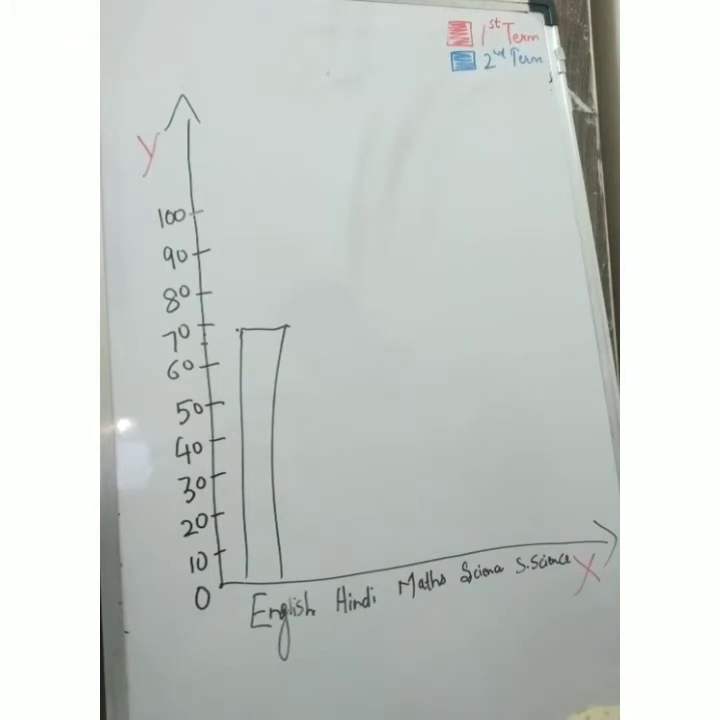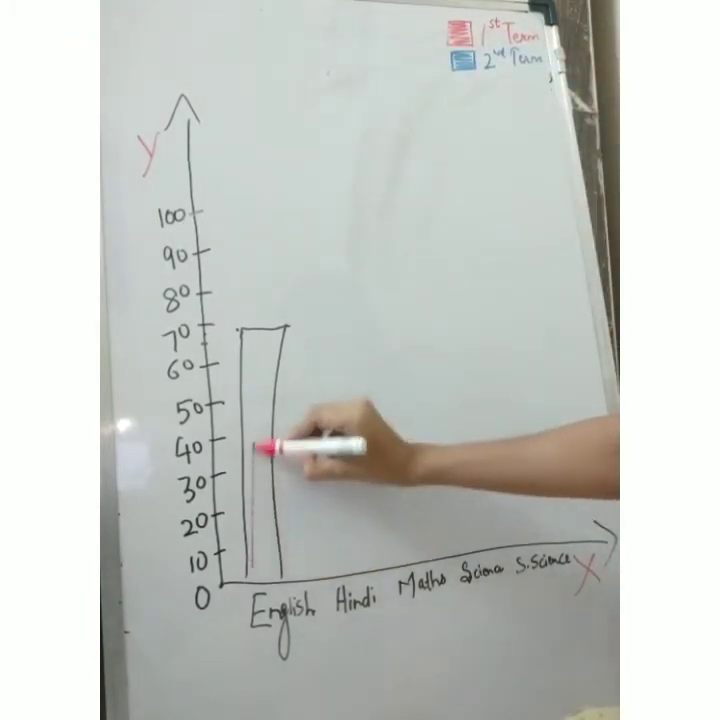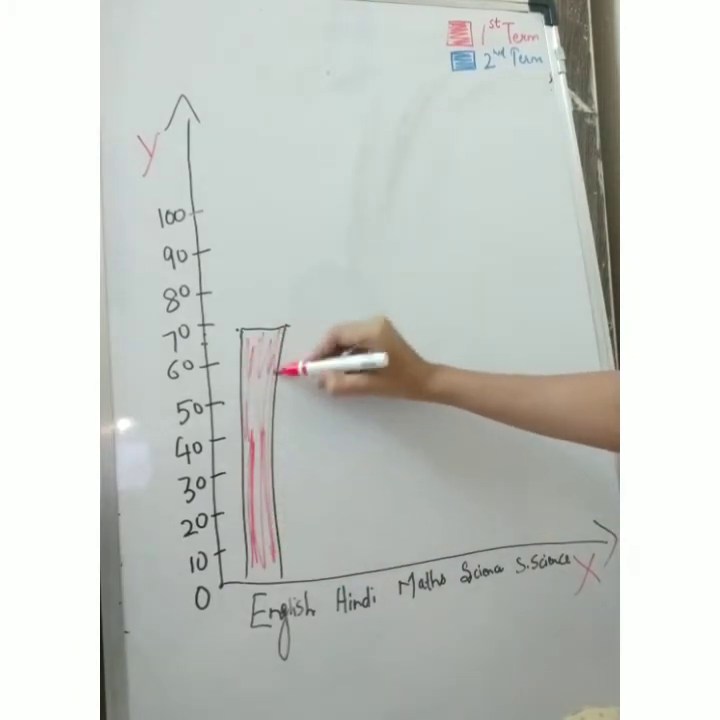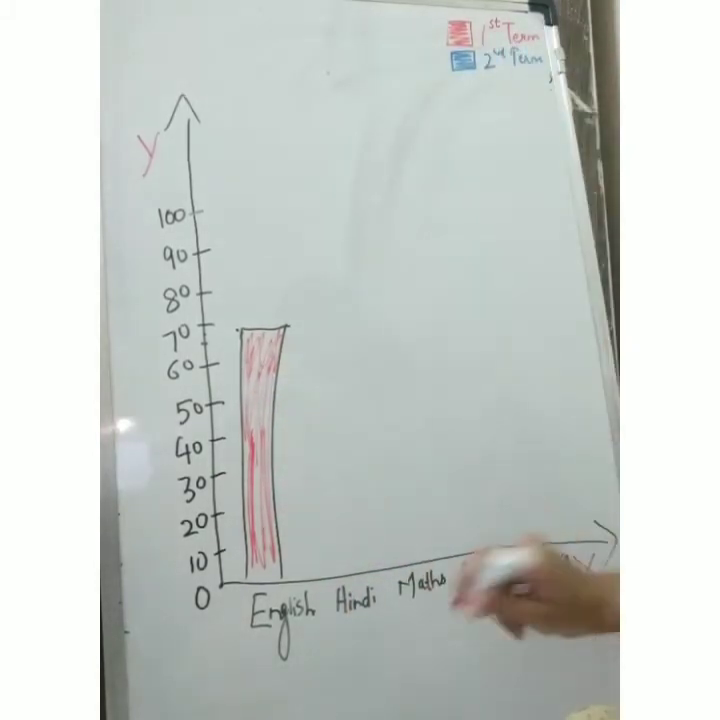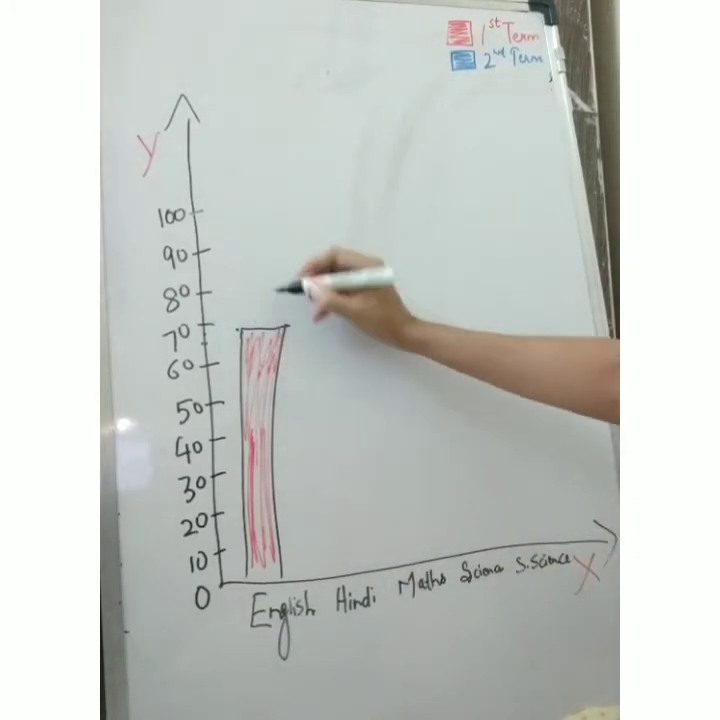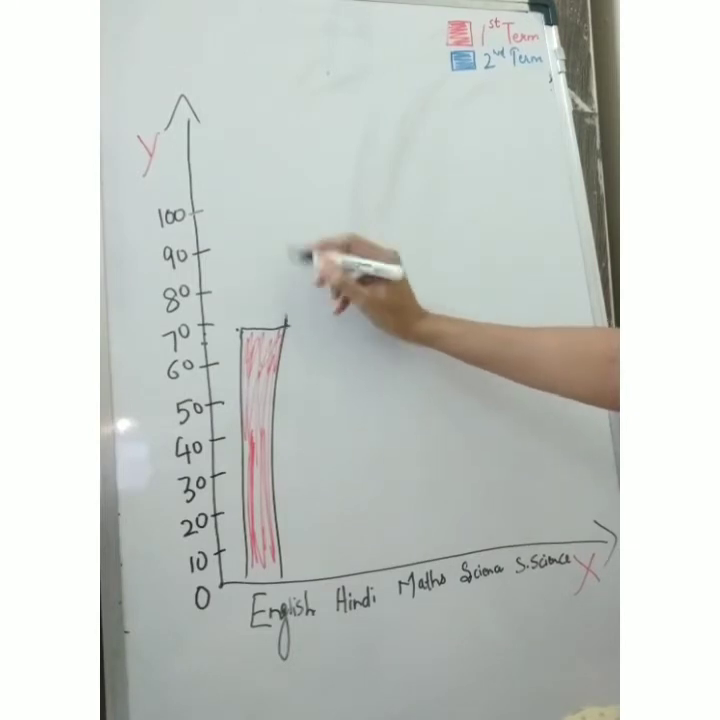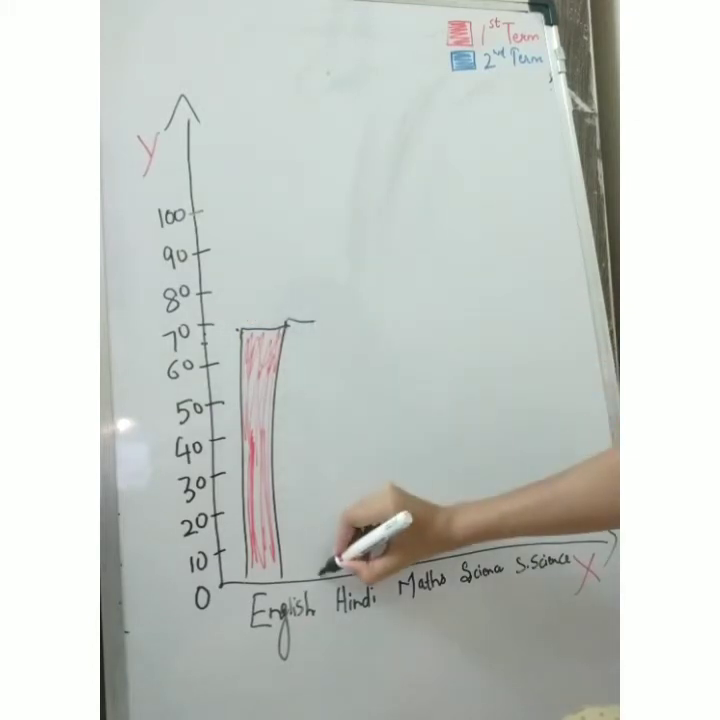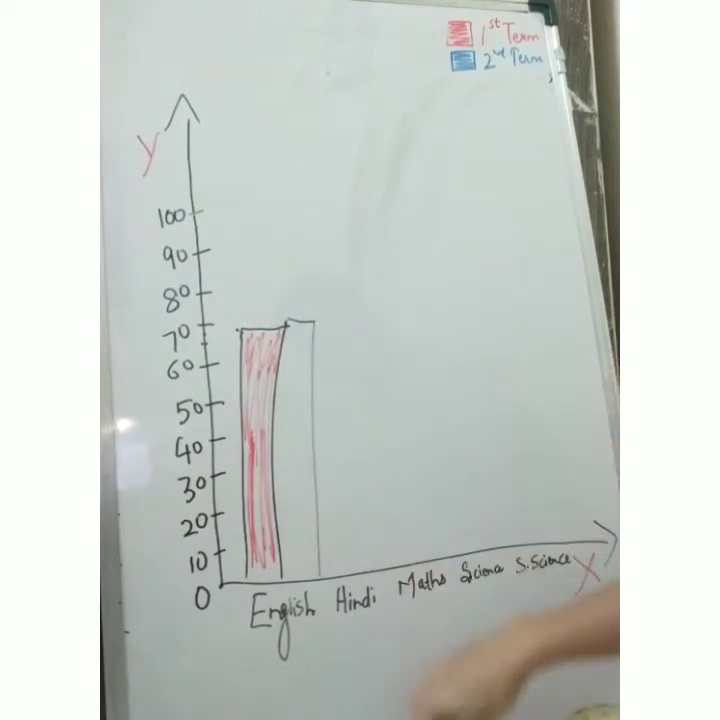Since for the first term I have mentioned that I will be using red color, I will be coloring it with red color to show that this is the first term. Okay, now for the second term a student is getting 70 marks. So here 70 is there, so we will make it a little upstairs, because 67 is here, 70 we will make it like this and we will join like this.